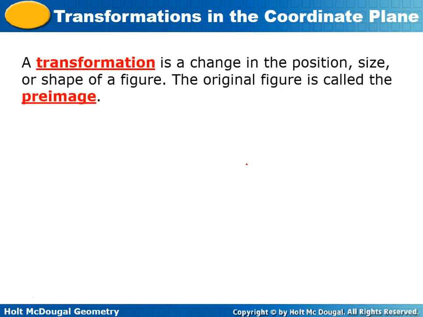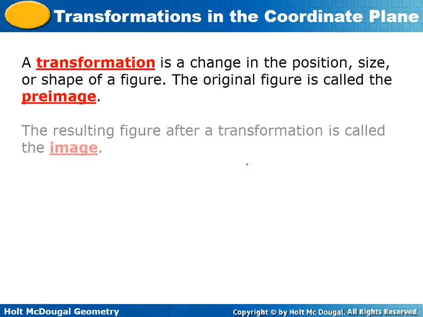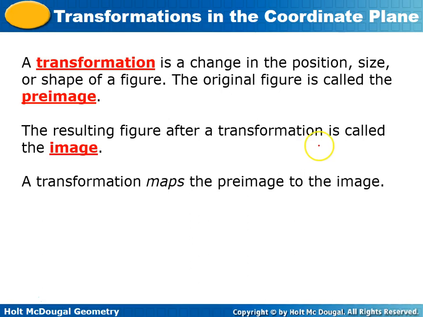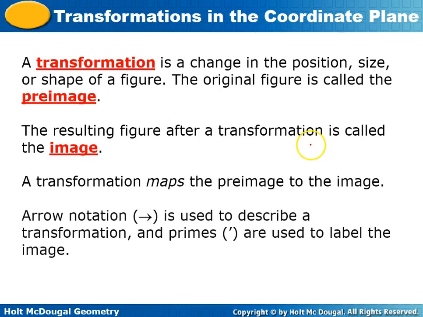So the first thing we're going to do is go over these terms. A transformation is a change in the position, size, or shape of a figure. The original figure is called the preimage. The resulting figure is called an image. And a transformation maps the preimage to the image. It's really important that you guys remember preimage is what happened before, and pre obviously means before.